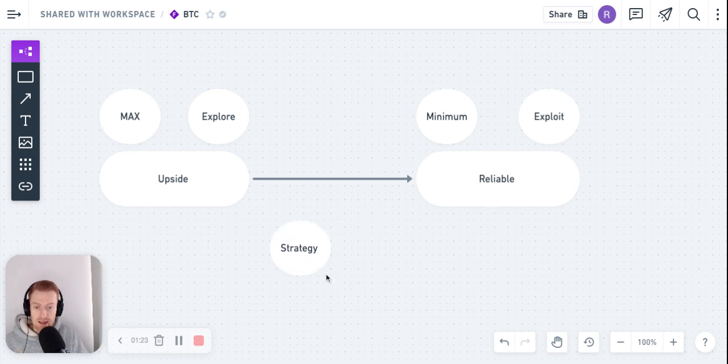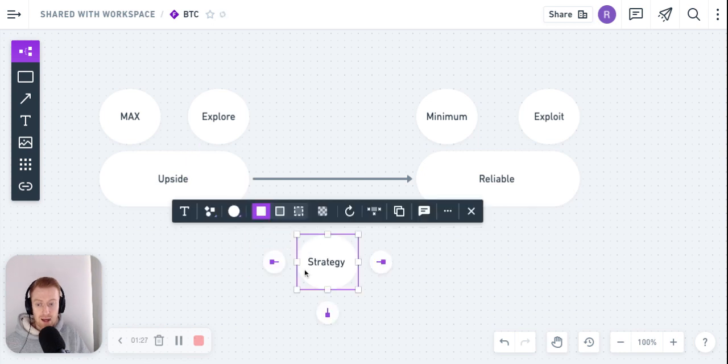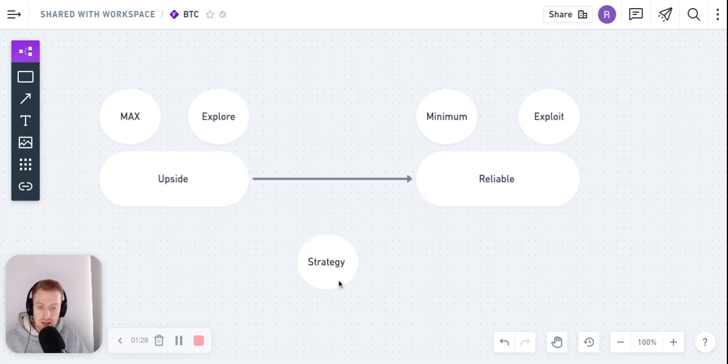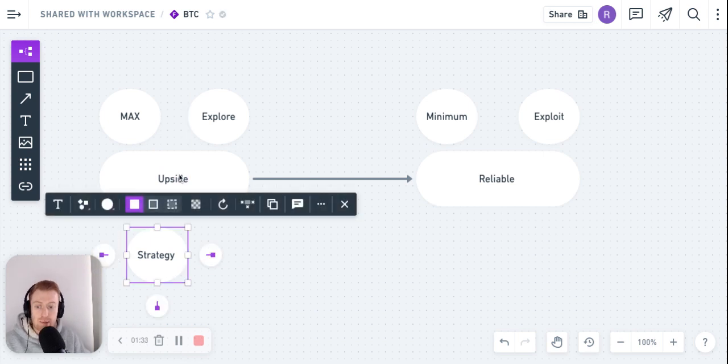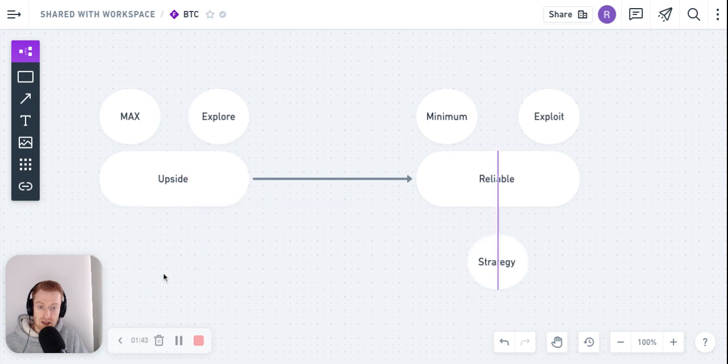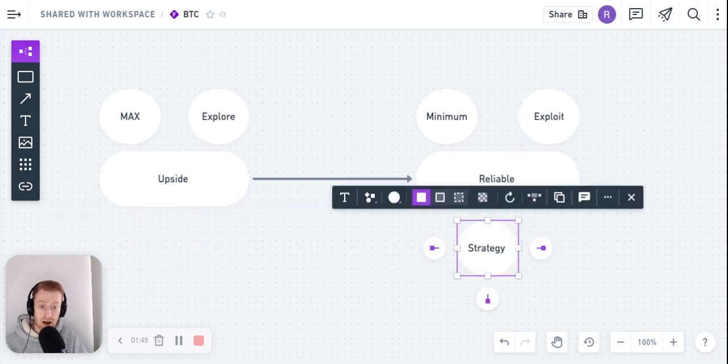Now, down here, this is strategy, and this is where we move it around. What happens with a strategy is when we're starting out, we start here. We're thinking about the upside. How much money are we going to make from this strategy? Is the strategy profitable? We put the max amount of effort in, and we're really, really exploring it. And the goal for me is to try and get this strategy over here to be reliable, which means minimum amount of effort and exploiting that strategy.